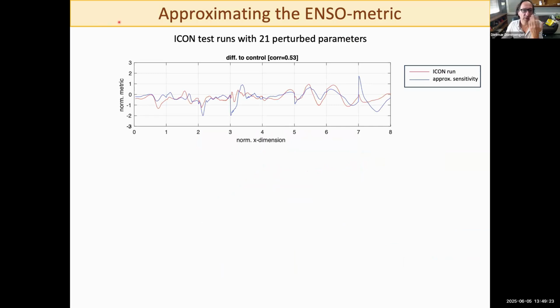Does this work? So we tested this. We ran 21 perturbed parameters. We run the model, so this red curve is the estimated matrix. And this blue is what we approximate by this equation that I just showed you. And you can see, surprisingly, this is not completely unrelated. Surprisingly, there's a positive correlation. I say surprisingly because obviously all of these parameters are highly nonlinear functions. And if you perturb 21 parameters, you would expect that this linear superposition should not work at all. But actually, it does have some skill.